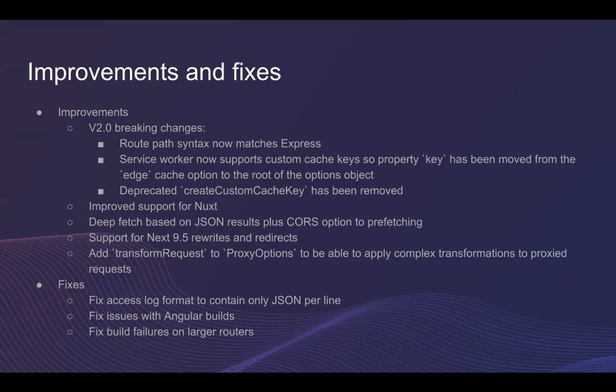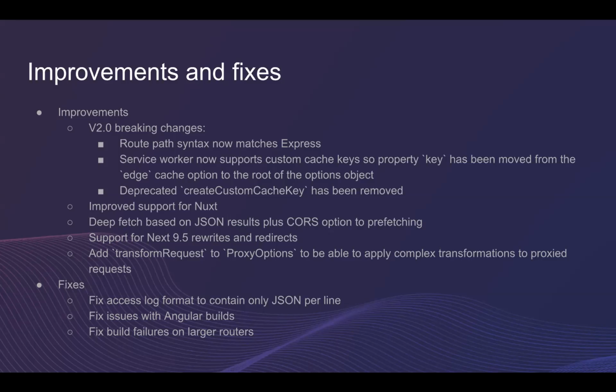We improved the support for Nuxt. We'll talk a little bit more about that. Deep fetch based on JSON results plus cores options on prefetching, so improvements on prefetching. Support for Next 9.5 rewrites and redirects. And finally, we added a transform request. There was already a transform response in proxy options, which allowed you to transform whatever was the response from the proxied upstream. Now you can transform requests if it needs more elaborate transformations than what we offer out of the box. You can just intercept that and write your own code around that.